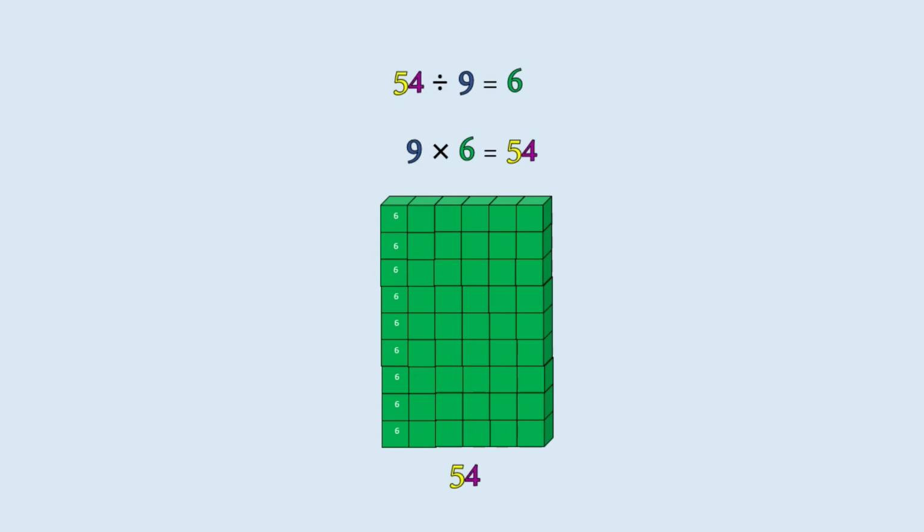Now ask her to find the bar that makes 54 when she uses 9 of them. This is the dividing problem. Your child will then realize that the dark green is the bar that makes 54 when she uses 9 of them, because she used 9 of them to make 54.